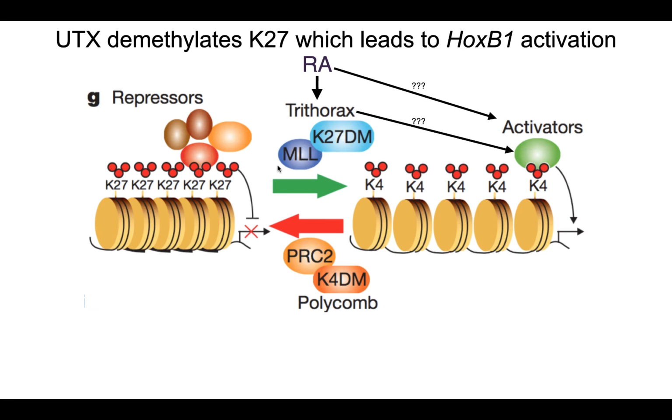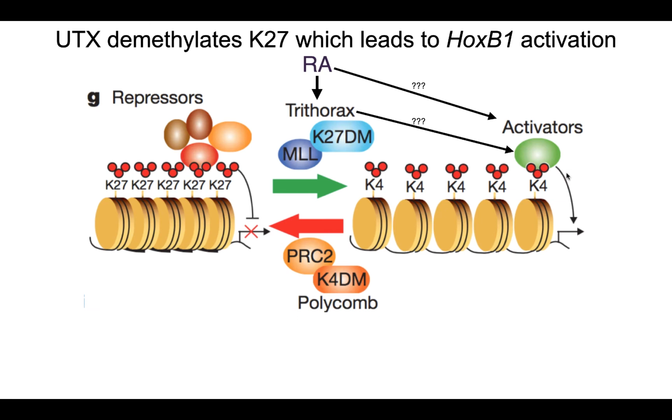Are those two independent activities, or does it work this way? Does retinoic acid attract trithorax and UTX, which then demethylates K27, which then attracts the activators? That's the hypothesis they want to propose.